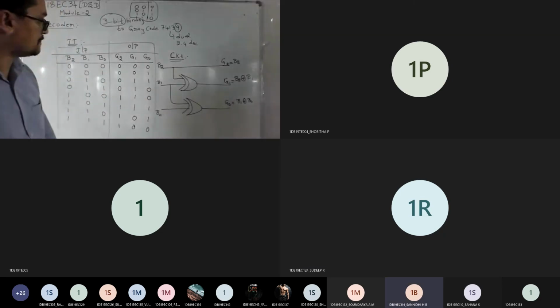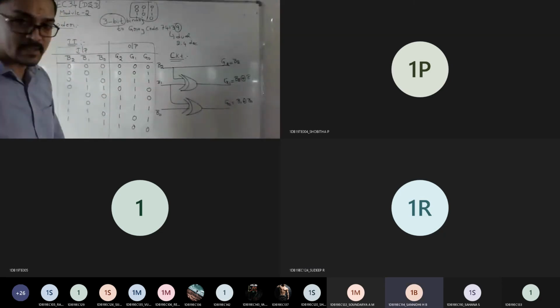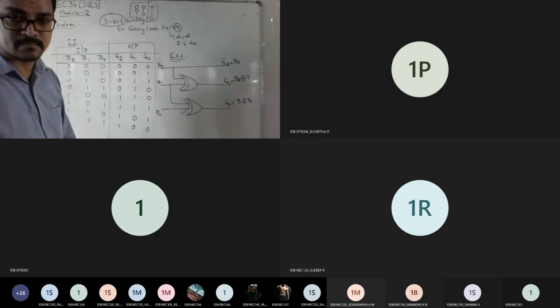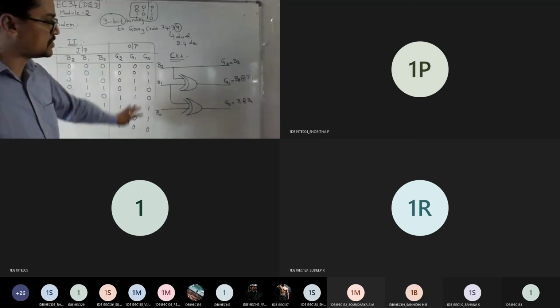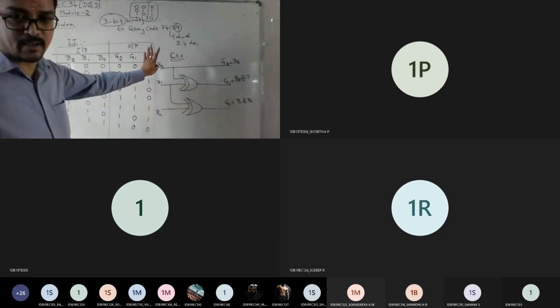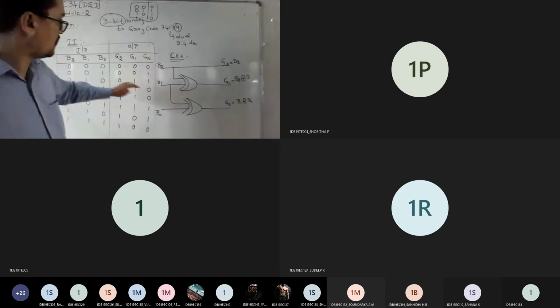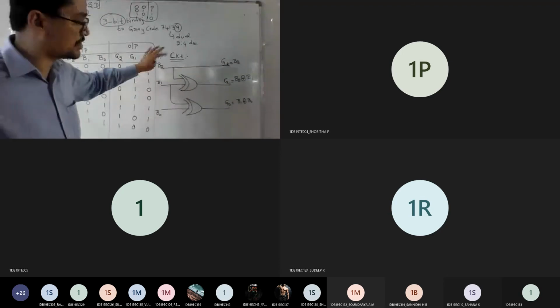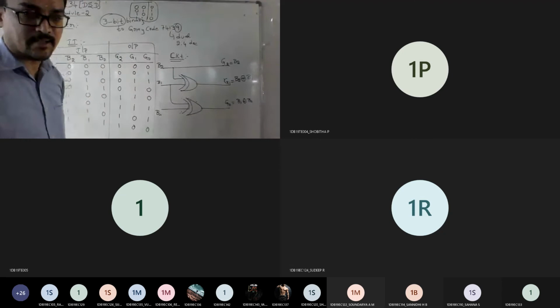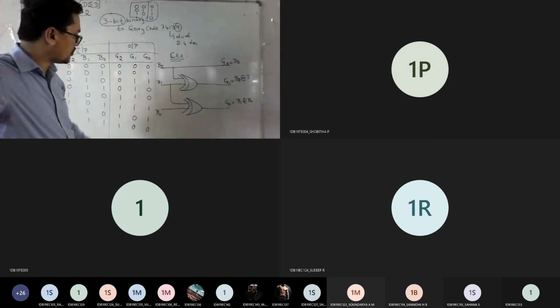Is it fine to everyone? Any doubts here? If you're able to understand still here, then just dumping an IC and doing the connection for individual G0, G1, G2 separately. Now tell me which gate you're going to connect.